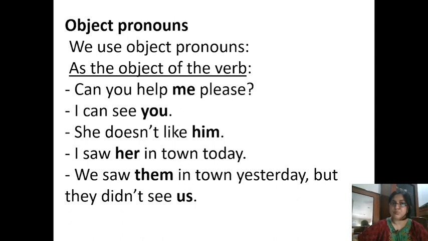I can see you. She doesn't like him. I saw her in town today and we saw them in town yesterday, but they did not see us. So you have to make a discrimination between object pronouns and subject pronouns. So the object of the verb would take the object pronoun, the subject of the verb would take the subject pronoun. That is as simple as I can keep it.